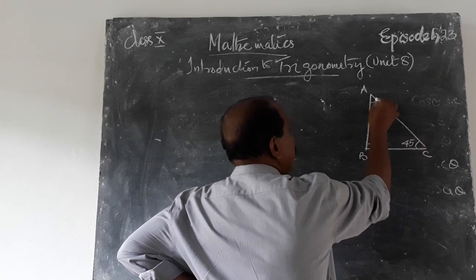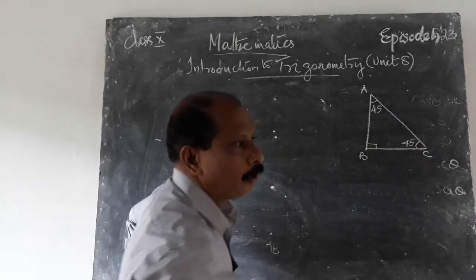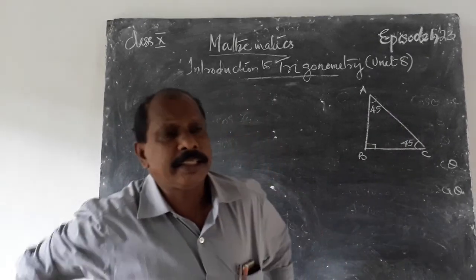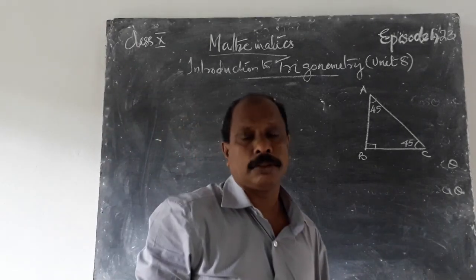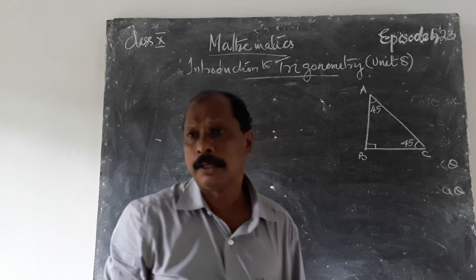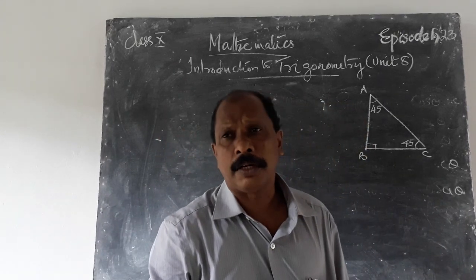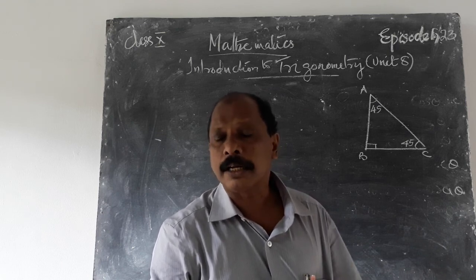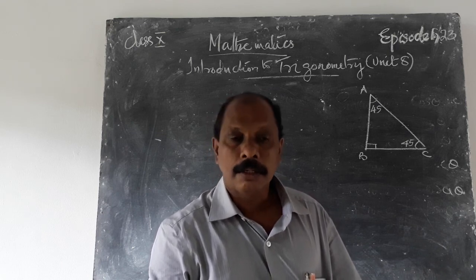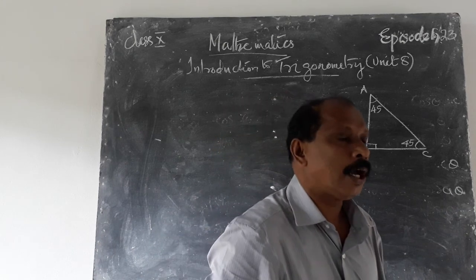Therefore, the angle at A is also 45, because the sum of these two is 90 degrees. Therefore, this triangle is an isosceles right angle triangle. Two sides of a triangle are equal, so it is isosceles. In the 9th class, in triangles, we know that if two sides of a triangle are equal, the base angles are equal. The converse theorem is also in the 9th class: if two angles of a triangle are equal, the sides opposite to those angles are equal.